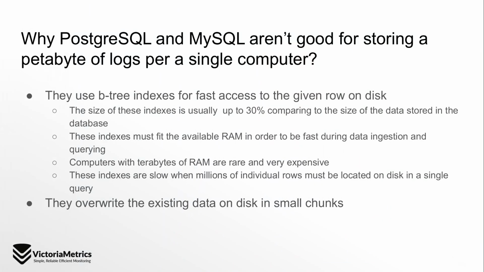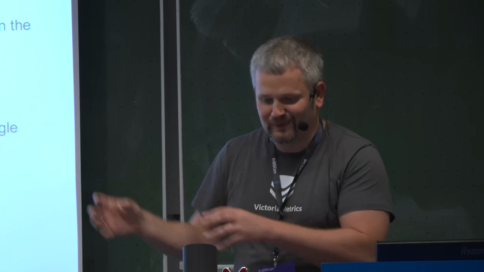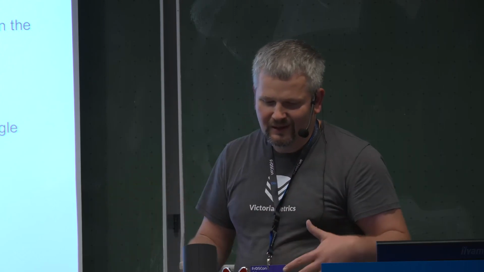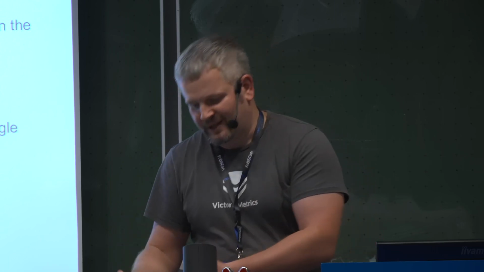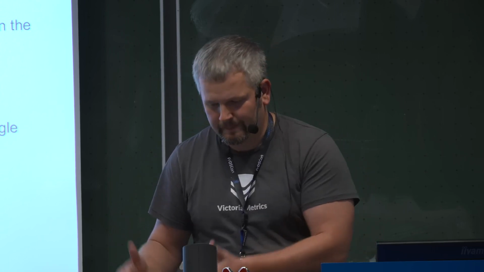And another issue with traditional databases is that they usually overwrite the existing data on disk in small chunks. For example, let's return back to these B-tree indexes. The B-tree data structure is built in a way that it needs to update its leaf nodes or intermediate nodes when adding new items to these nodes, and this usually is implemented as updating this data directly on disk.